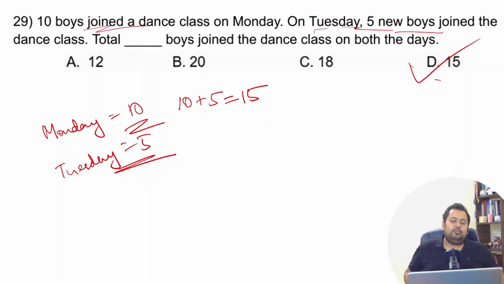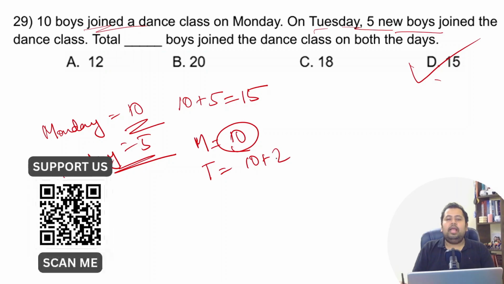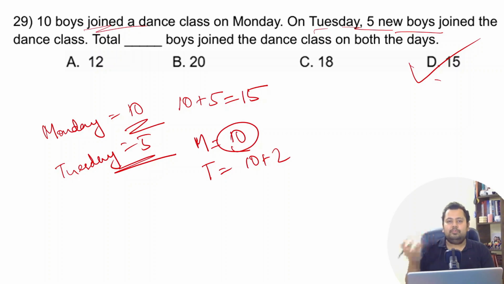I'll ask you a little advanced question over here. Say on Monday, 10 boys joined, right? And on every day in the same week, two more people joined than the day before. So if on Monday 10 boys join, on Tuesday 10 plus 2 people. And again on Wednesday, the number of boys joining increases by 2 when compared to the previous day. So Wednesday will be 2 more than Tuesday, Thursday will be 2 more than Wednesday.